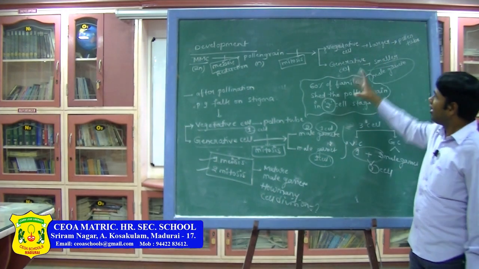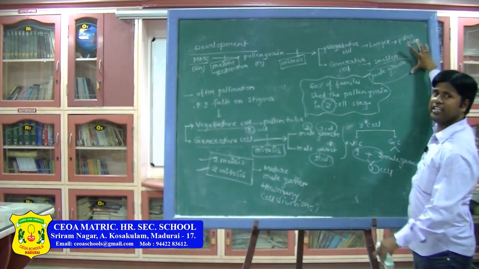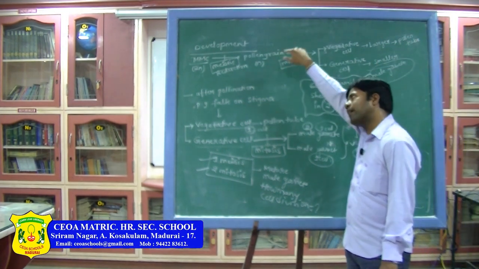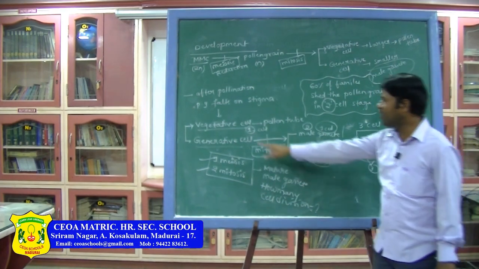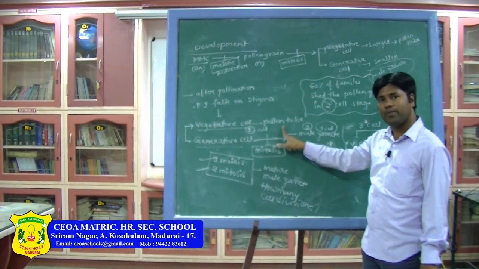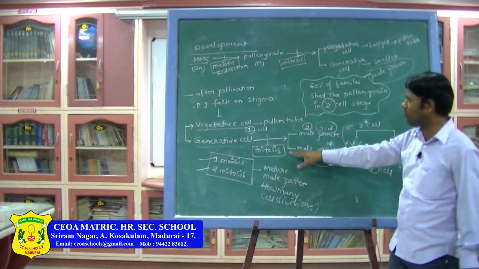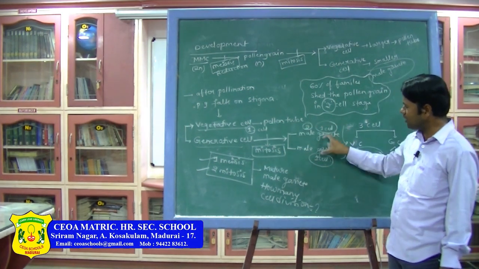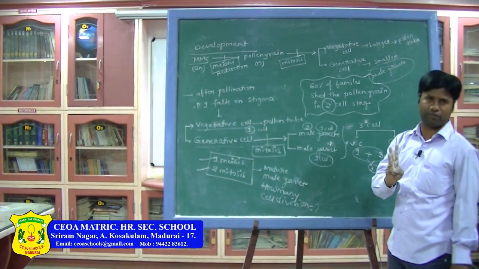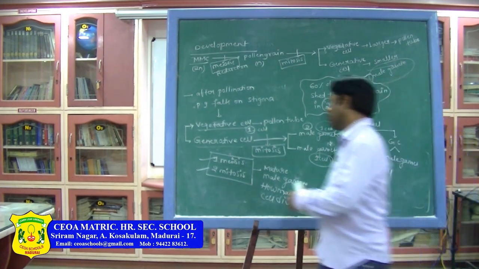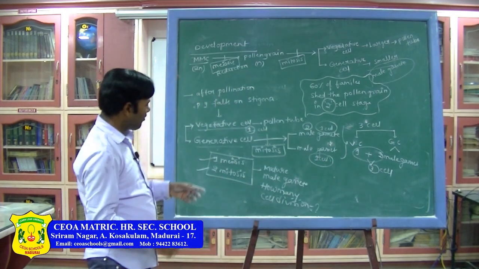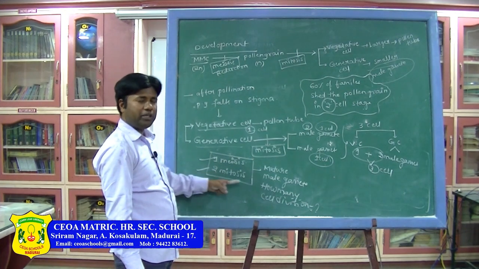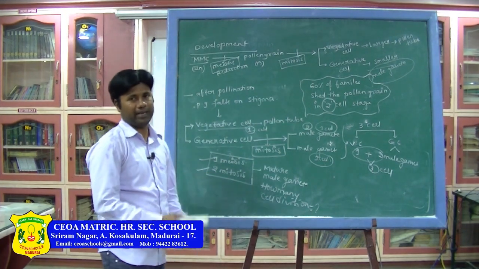Then up to here it is the same in the 3-celled stage also. After pollination, pollen grains fall on the stigma. Then the vegetative cell is one cell and the generative cell undergoes one more mitosis, due to that 2 male gametes are forming. That vegetative cell and these 2 male gametes together make 3 cells. Now how many cell divisions are required? 1 meiosis and 2 mitoses are needed for the formation of the mature male gamete.